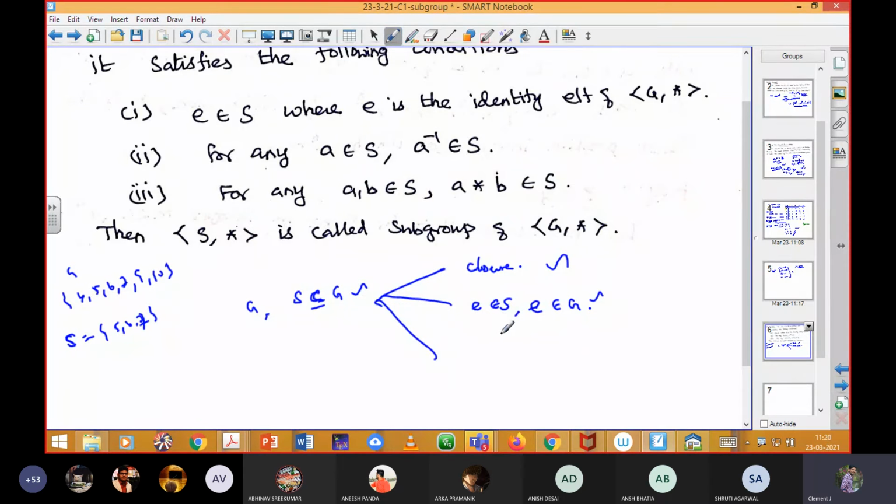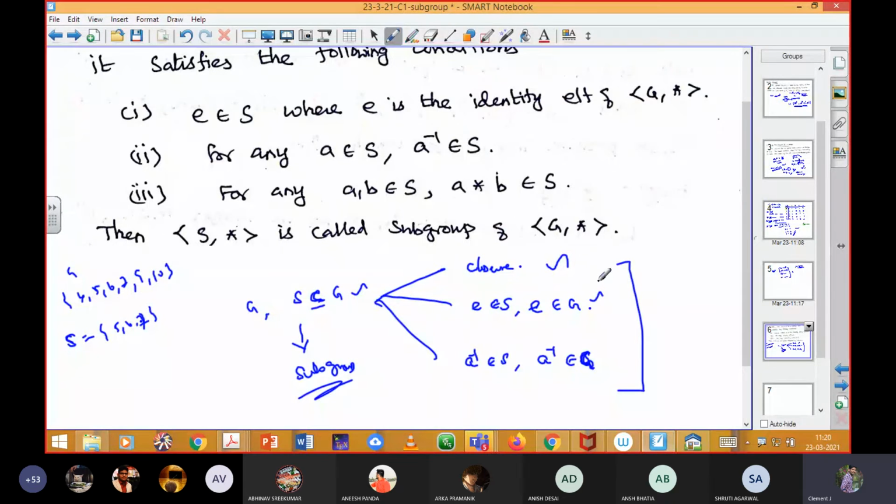Next, the last condition. There will be an element A inverse belonging to S, where A inverse is already the inverse element in G. Can you get the point? If it is so, then I can call this S my subgroup.